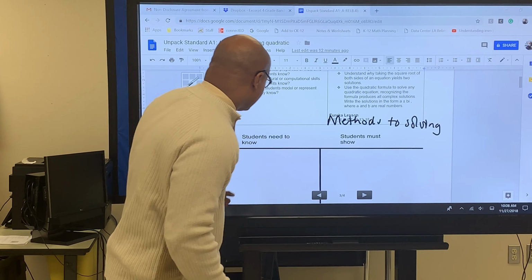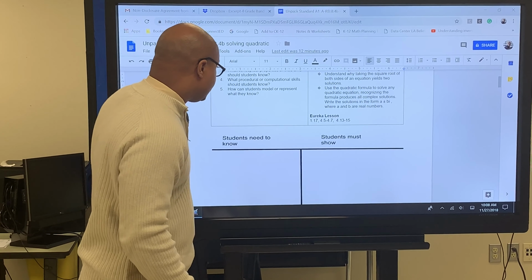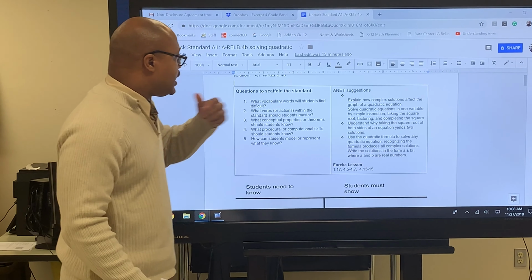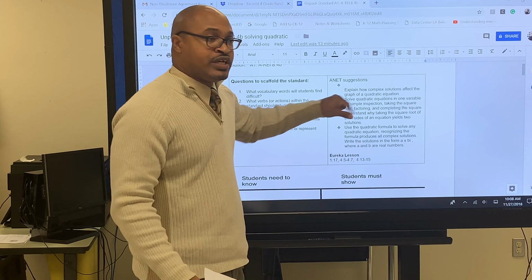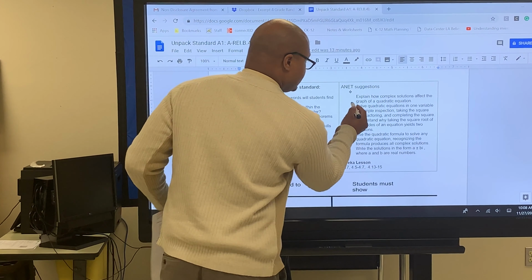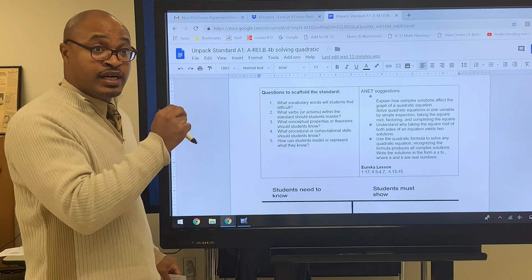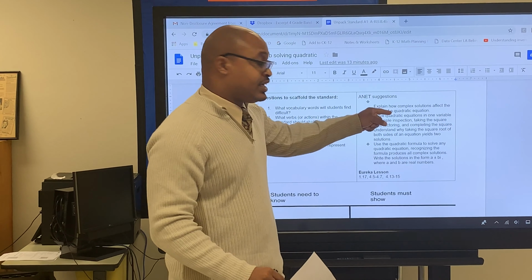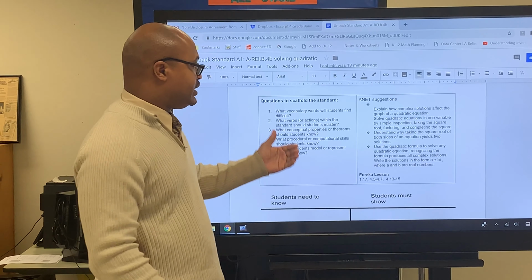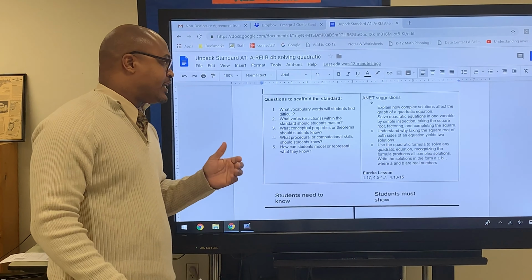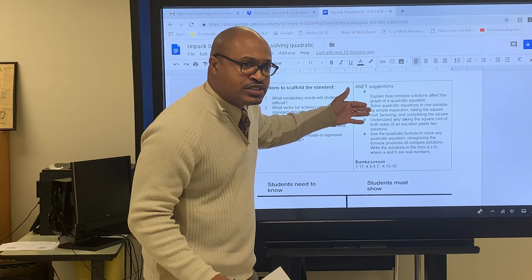Let's move forward real quickly. These are some suggestions. The standards suggest: explain how complex solutions affect the graph of quadratic equations. So complex solutions are even a part of this, and how they affect graphing quadratic equations. Solve quadratic equations in one variable by inspection, taking the square root, factoring, and completing the square. So these are different ways to solve these types of equations.